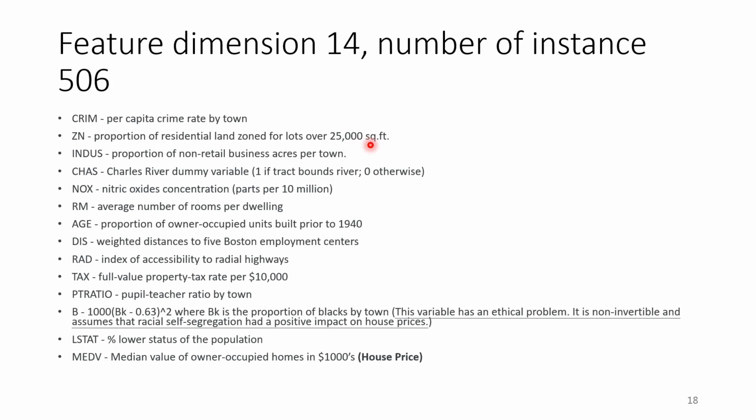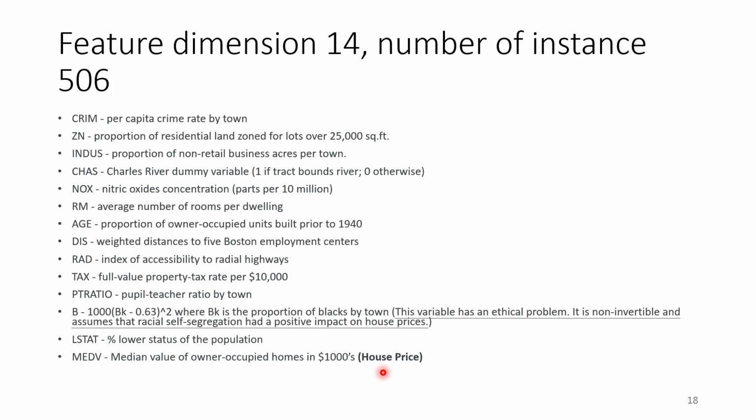So among the 14 features, usually researchers want to learn a function from the first 13 features to predict the 14th feature. And the 14th feature is the house price. So this is a house price dataset. Given some features, you want to predict the house price.